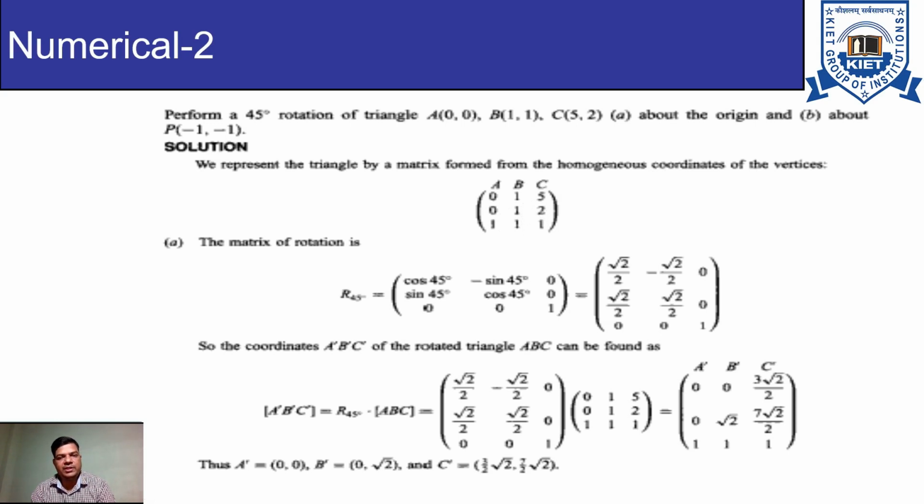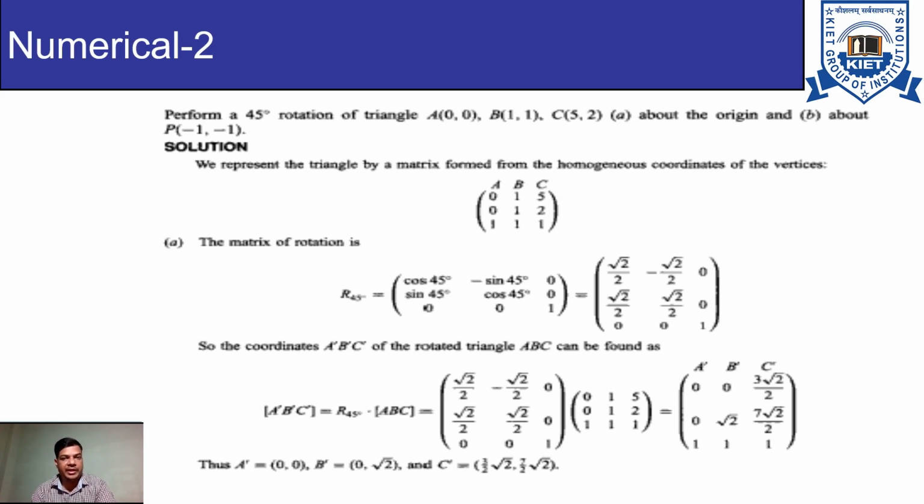For solving this numerical, we multiply the transformation matrix with the object matrix. This is the rotation matrix that we keep first, and this is the object matrix, and we multiply these two matrices to get the answer. One thing you should remember: matrix multiplication is not commutative, so the order of matrices is very important. You cannot say that A into B equals B into A. Whenever you solve any numerical, write the transformation matrix first, then the object matrix. So the multiplication is transformation matrix into object matrix.